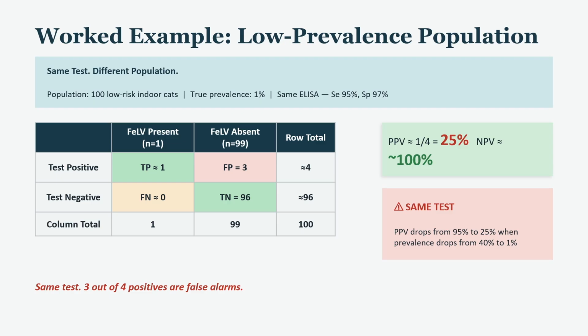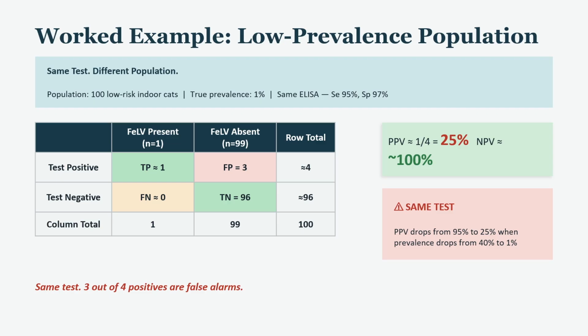PPV equals 1 divided by 4, which is 25%. That means in this low prevalence population, only 1 in 4 positive results is a true positive. 3 out of 4 positive tests are false alarms in cats that do not have FeLV. NPV is approximately 96 out of 96, which is essentially 100%. A negative test in this population is extremely reassuring, which makes sense because the pretest probability was already very low.